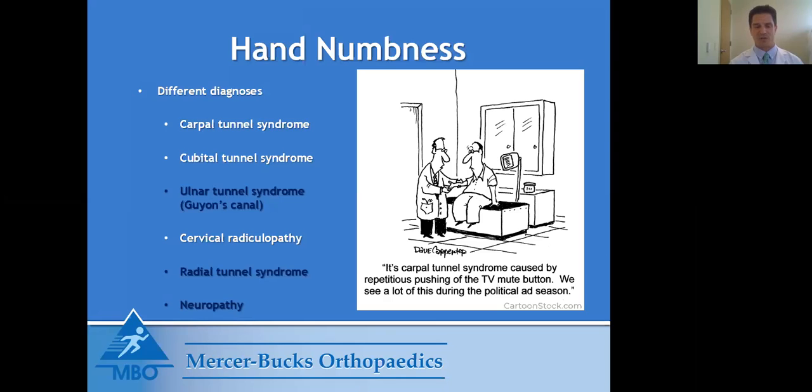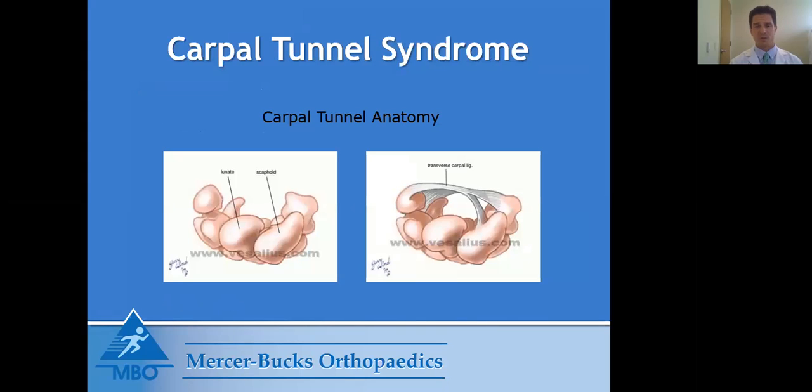There are some more rare things, something called pronator syndrome, that come up infrequently, and we're going to hit on some of the more popular things today. So carpal tunnel syndrome is the most common nerve compression syndrome in the upper extremity, and it's appropriately named. It actually is a tunnel.